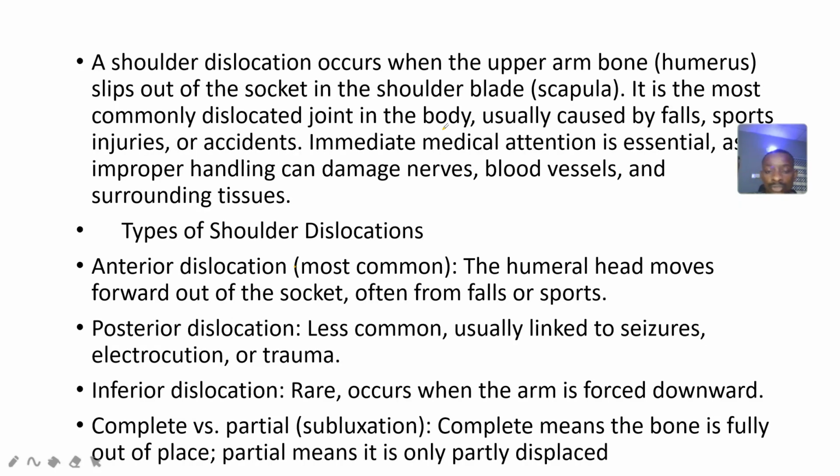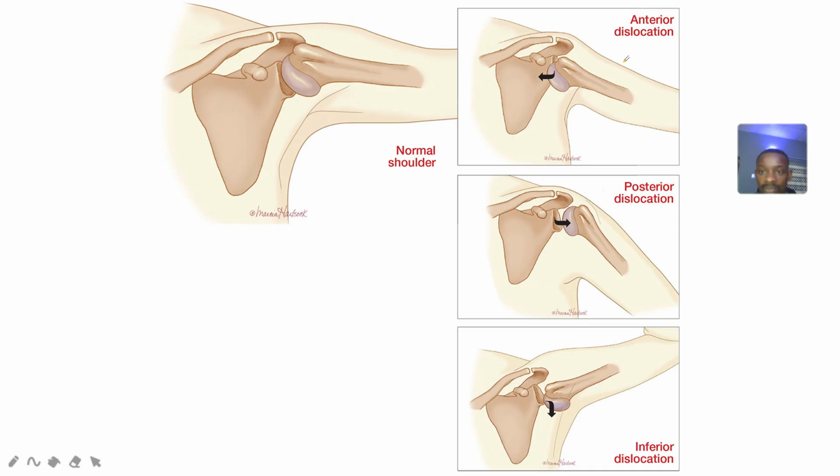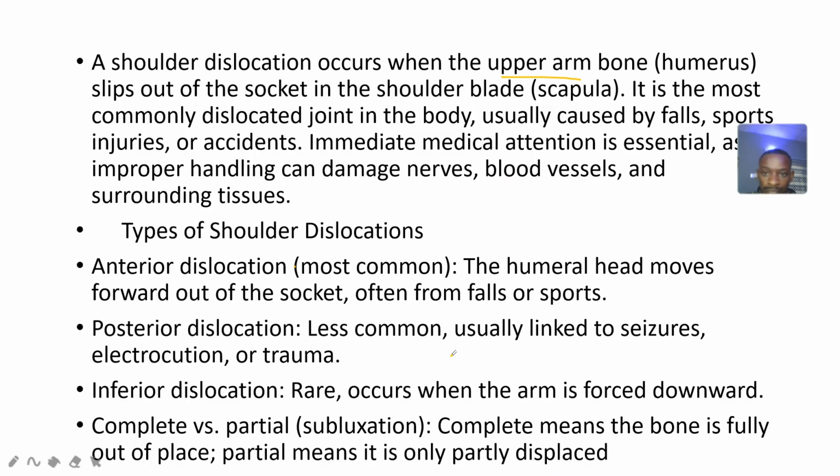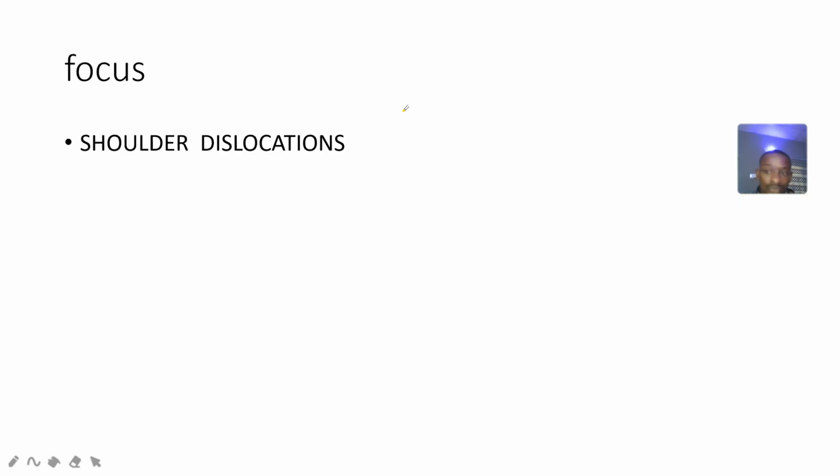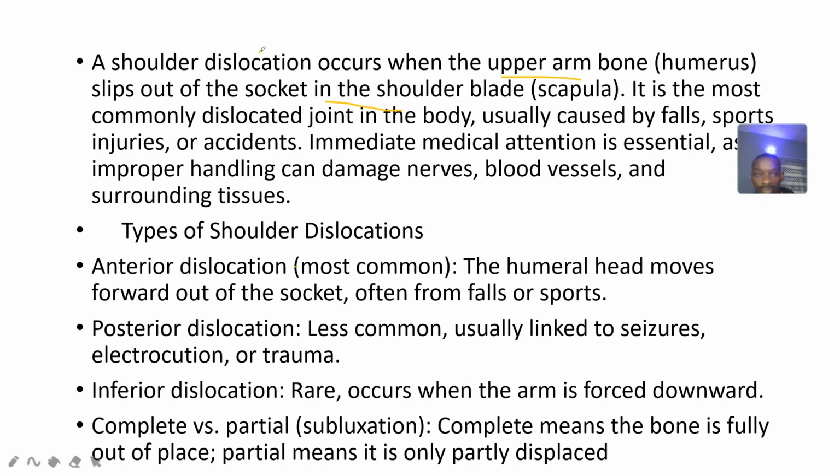Okay, so it usually occurs when the upper arm, that's the head of the humerus, look at this. The humerus is supposed to be in the glenoid cavity. You could call that the glenoid fossa. So once that head of the humerus slips out of that socket, you have what is known as a shoulder dislocation. Okay. So it's actually one of the most common dislocated joints in the body.